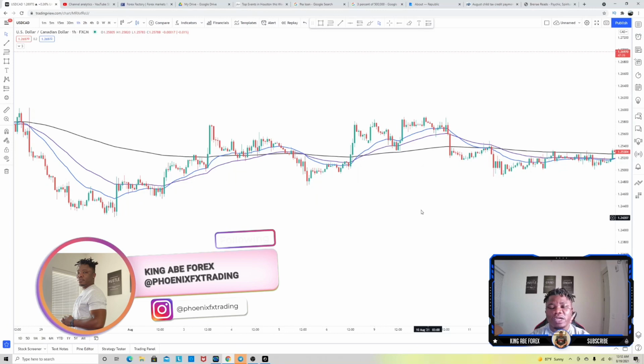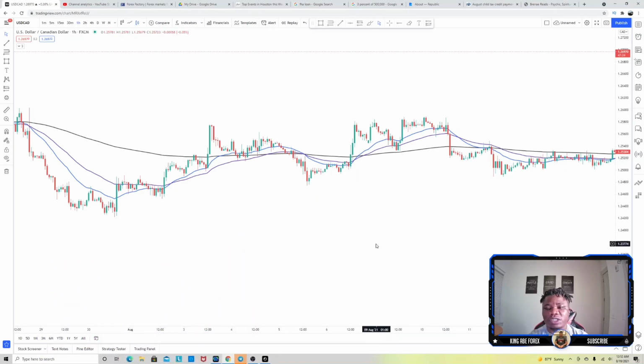If you guys look here on my chart, you will see that I actually have three indicators. I have three EMAs on my chart. I have the 25 EMA, the 50 EMA, and the 200 EMA. So you have to make sure you add these indicators to your chart, and make sure you're using moving average exponential, not simple.